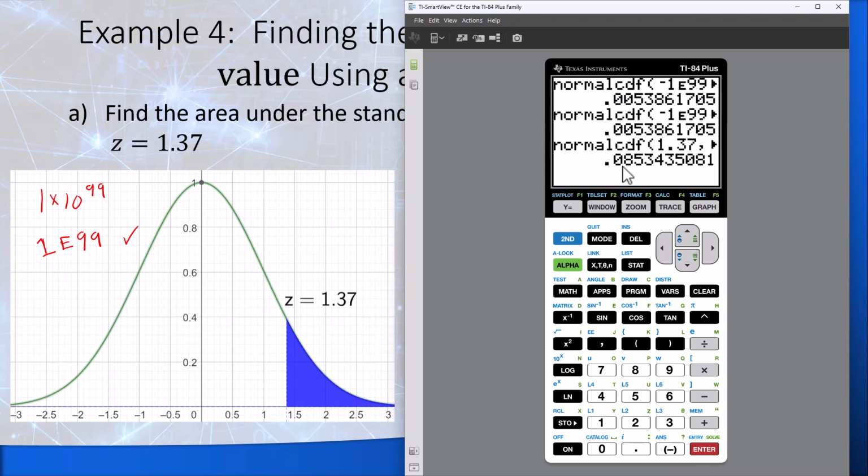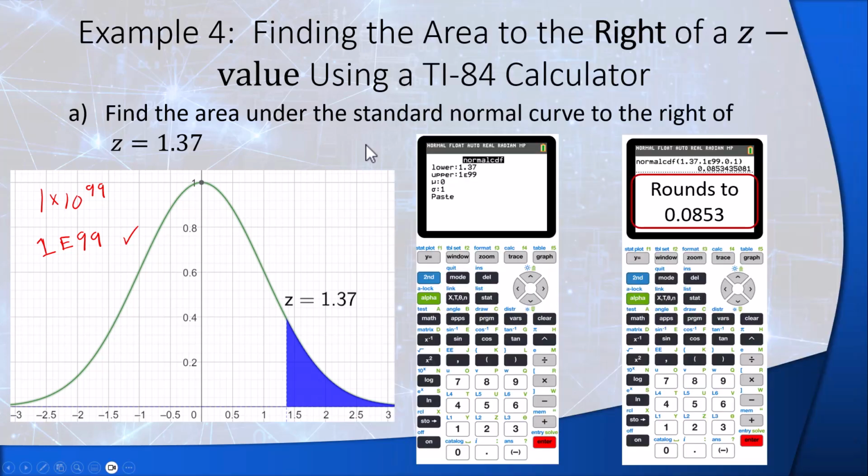And we have 0.0853. Our fifth decimal place is less than 5, so we don't need to round up, and that is the exact answer that we had before.